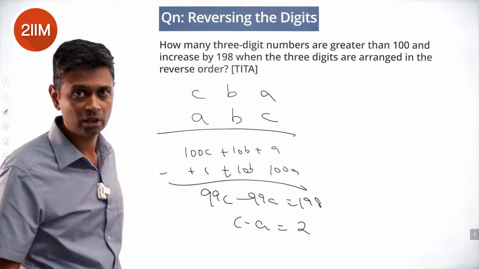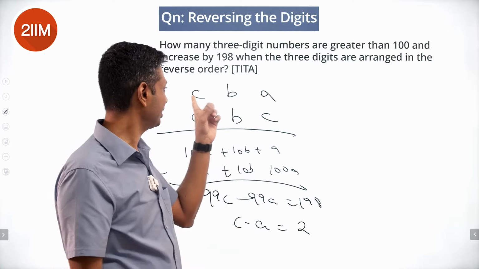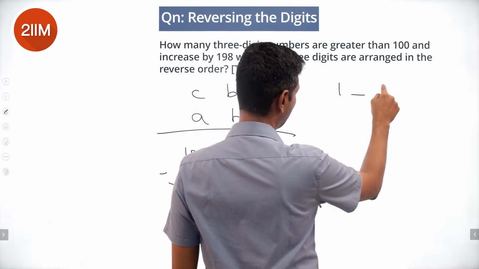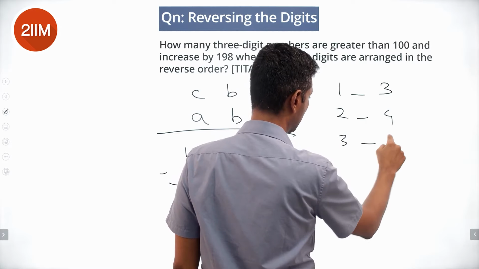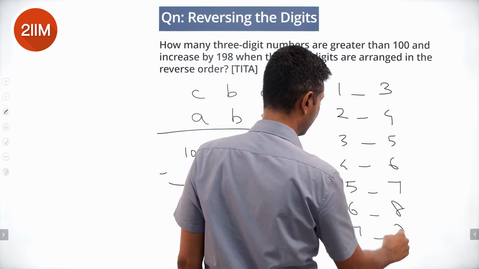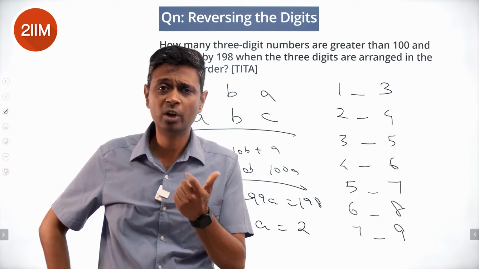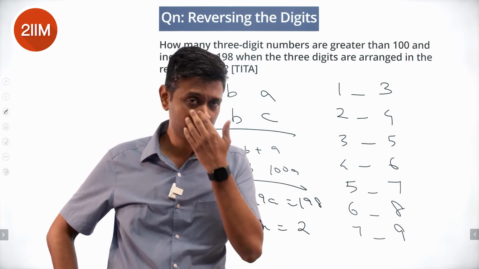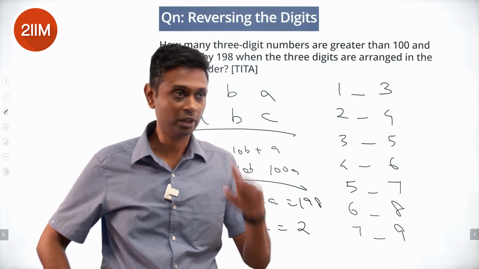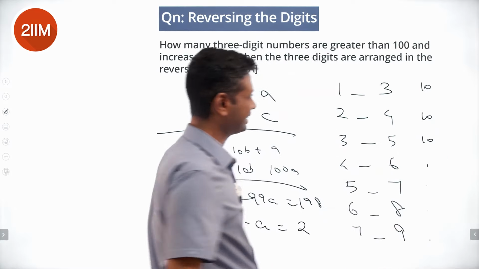We have a three-digit number where the units place is 2 more than the hundreds place. So we flip it. This will become 2 more than that. The difference becomes 198. So we're looking at a number like 1-3, 2-4, 3-5, 4-6, 5-7, 6-8, 7-9, one of these numbers. Any one of these will work. How many numbers are from 1-3? It could be 103, 113, 123, 133, etc. 10 possible numbers. With the middle digit, there's no constraint on B. B can take all values from 0 to 9. So 10 numbers here, 10 numbers here, 10 here, 10, 10, 10, 10. 70 different numbers are possible.